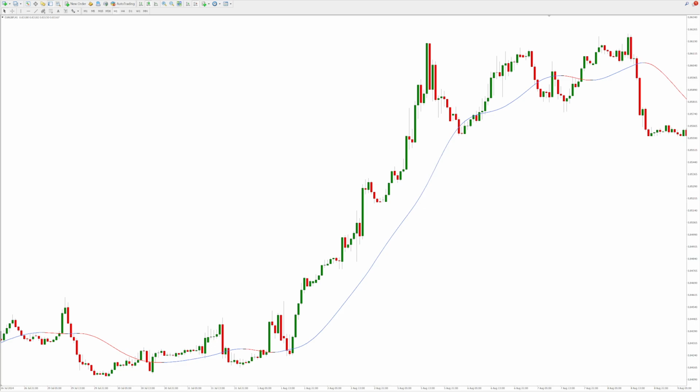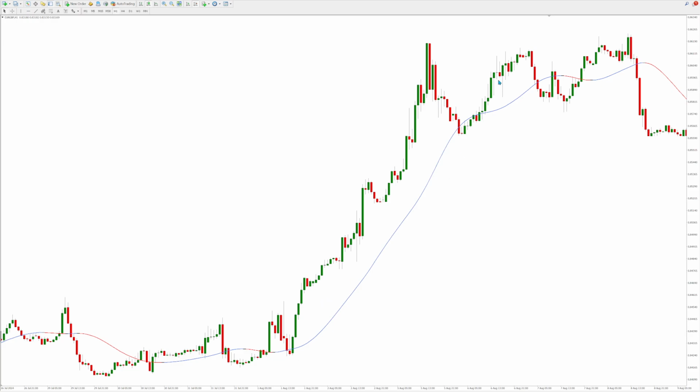Hi traders, in this video we are going to be taking a look at the Coral Trend Indicator. I'm going to show you how you can take advantage of moves such as this one for almost 200 pips. You can see I have the Coral Trend Indicator attached to my chart here.